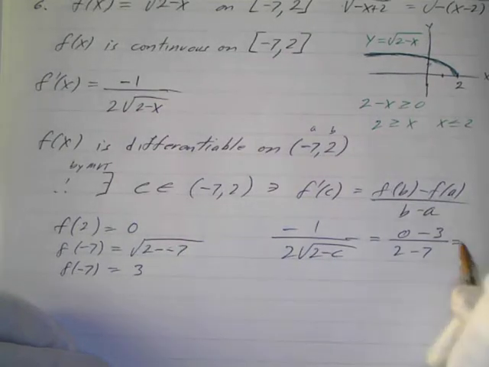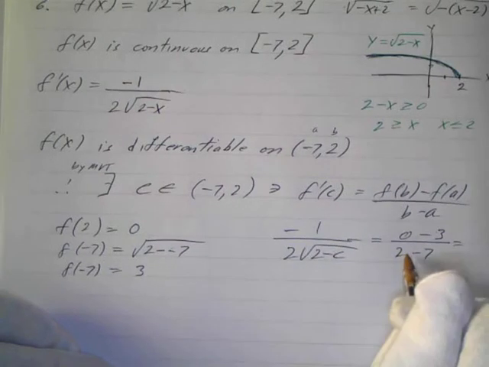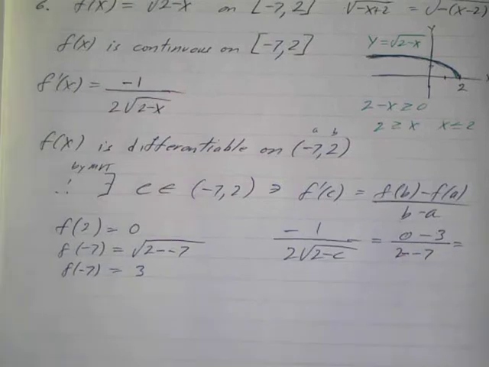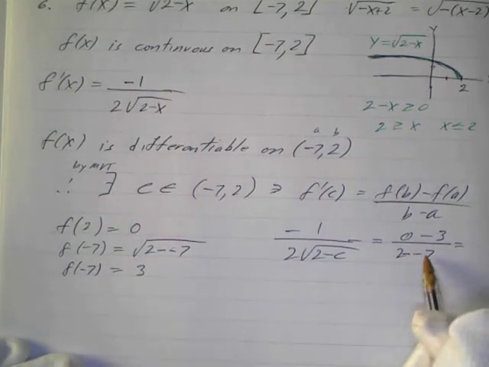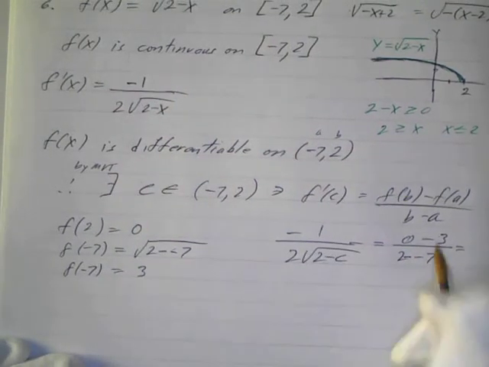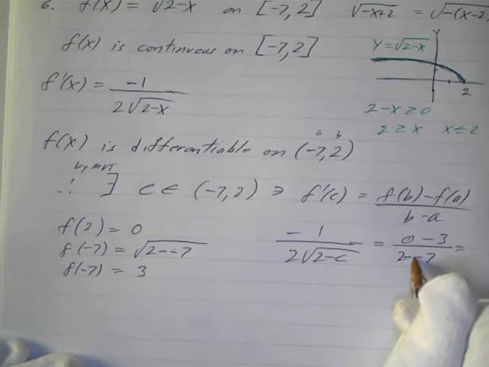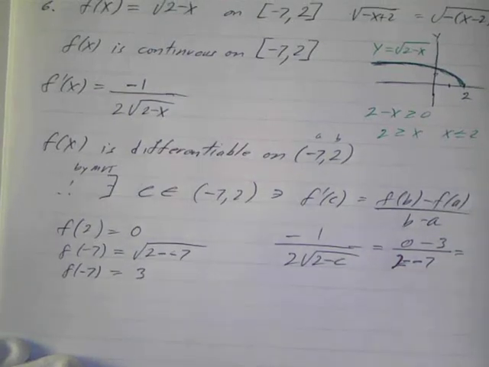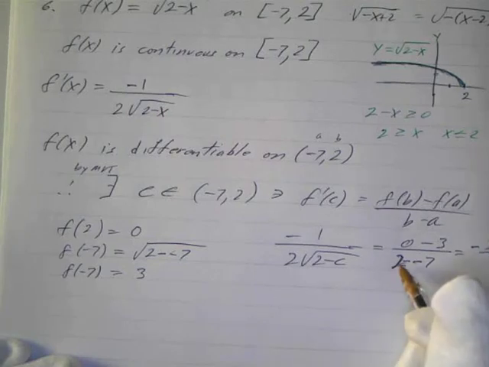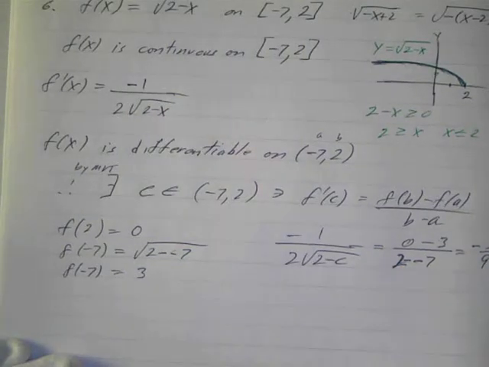And we can simplify that. Oh, sorry, 2 minus negative 7. There I go. Watch that double negative. So that's going to be 2 minus negative 7, because a is negative 7. So that's going to be negative 3 over, and 2 plus 7 is 9, so it's going to be negative 1/3.